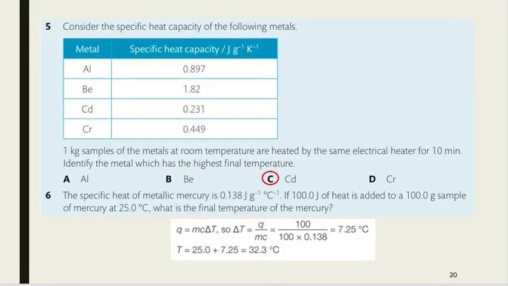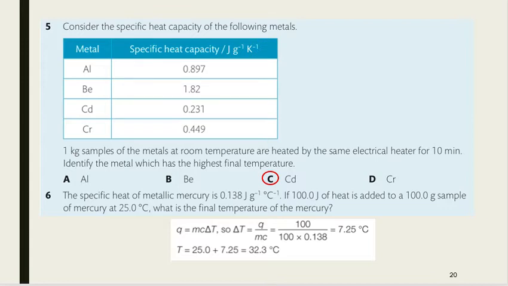All right, let's take a look at number 5. This question is very similar to the previous question on specific heat capacity. Here we have 4 metals. Let's say we have a 1 kilogram sample of each metal at room temperature that is being heated by the same electrical heater for 10 minutes. Identify the metal which has the highest final temperature. Well, just like before, the highest final temperature means we're going to have the lowest specific heat capacity, and that would be Cd, cadmium.